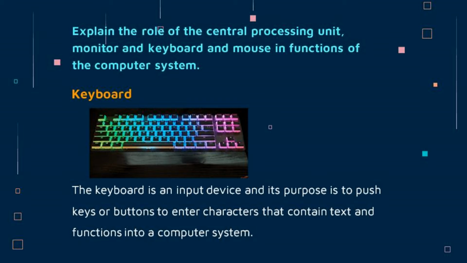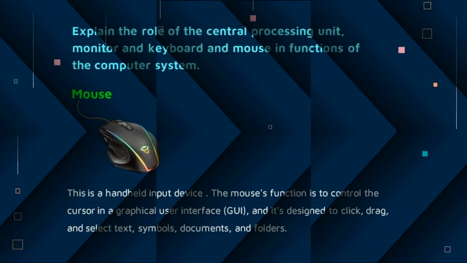The keyboard is an input device, and its purpose is to insert characters by pressing keys that contain text and functions into a computer system. Individual letters, numbers, and special characters, as well as keys for specialized operation, are commonly seen on a keyboard. A cable or a wireless connection can be used to connect the keyboard to a computer system.